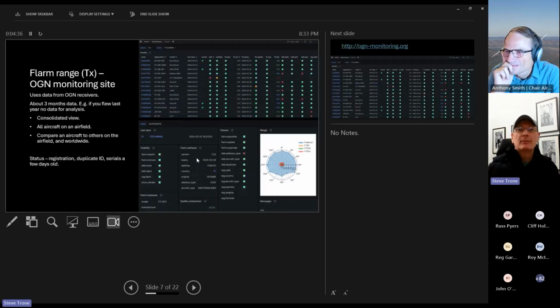This brings us to this newer site. It holds about 3 months worth of data. More interestingly, it's a consolidated view from an aerodrome. And I'll drop into the detail of these pages in the next couple of slides.